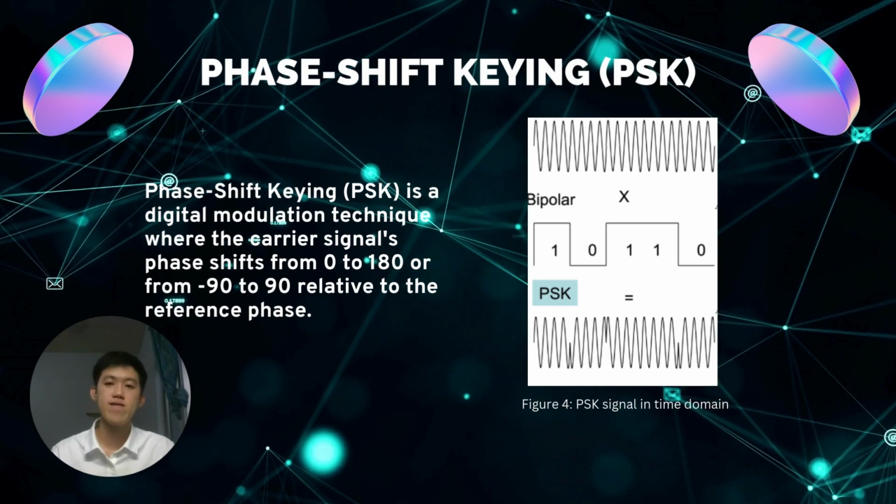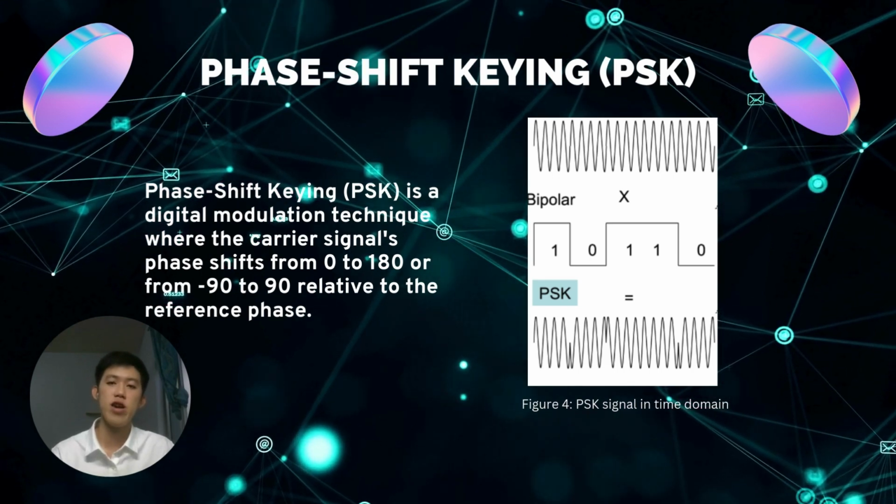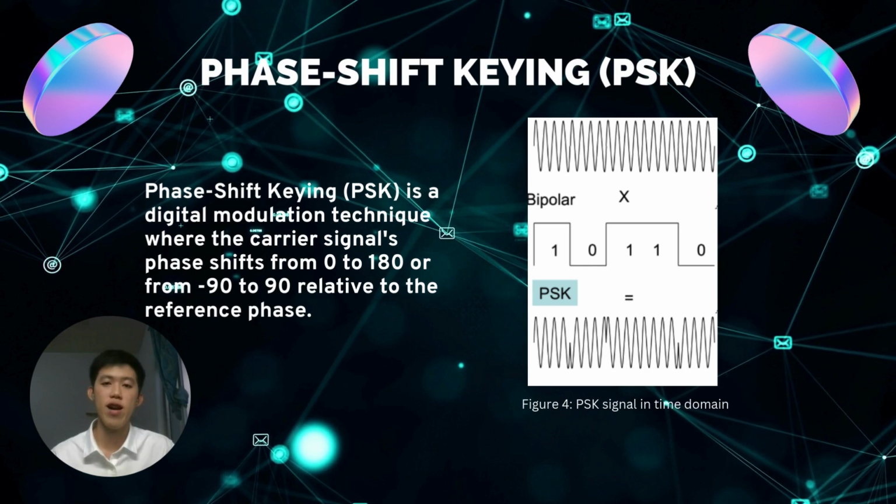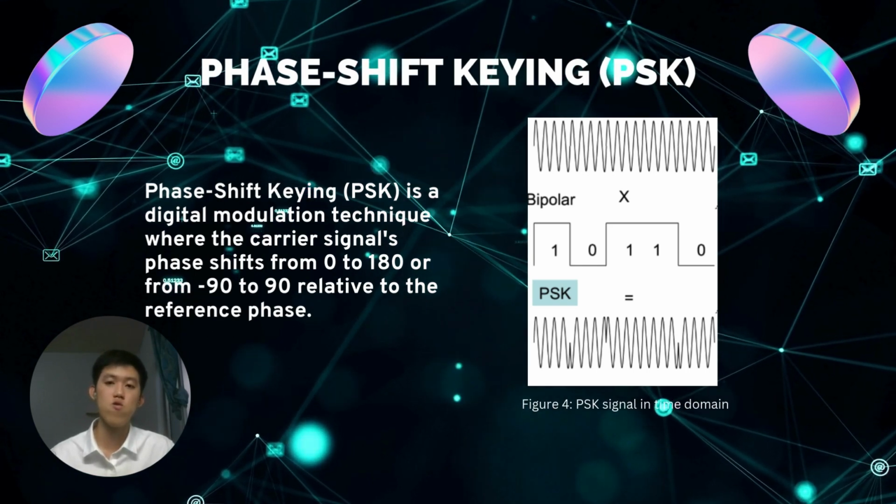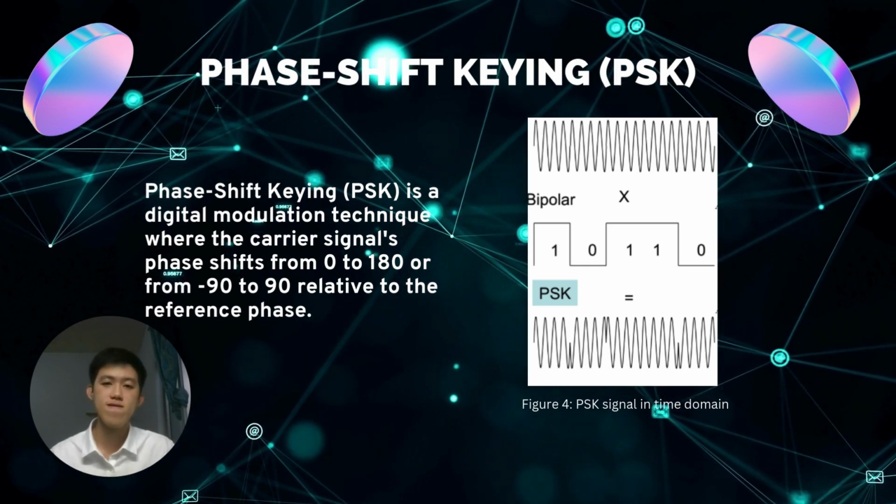Okay, phase shift keying, PSK, what is that? It is a digital modulation technique where the carrier signal phase shifts from 0 degrees to 180, or from negative 90 degrees to 90 relative to the reference phase. So let's see an example over here.